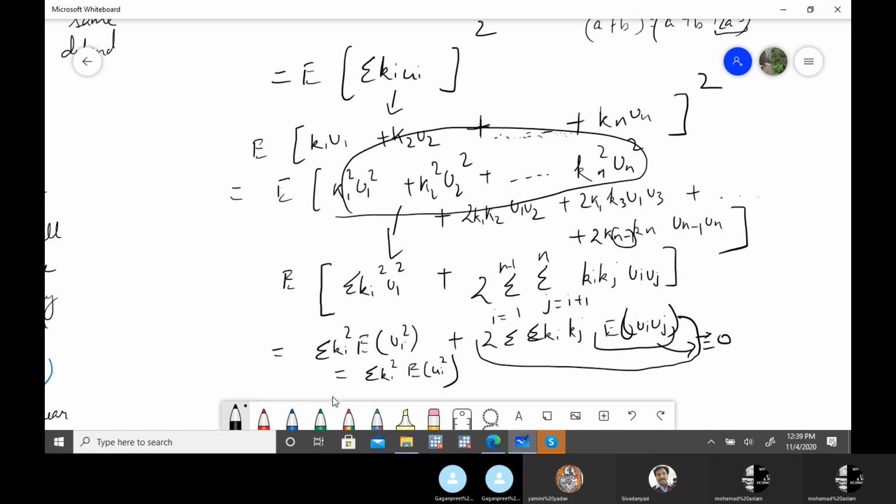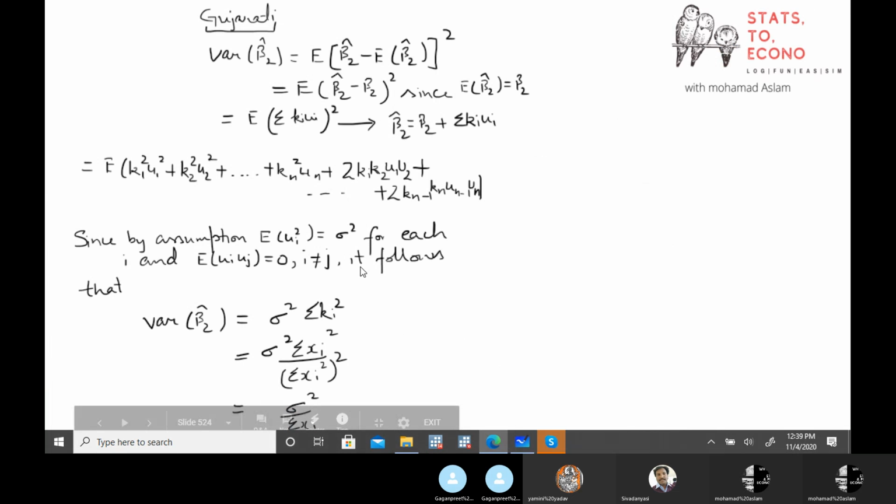Any doubt so far in this part? This term did this to prove to you how this is equivalent to this term. Now we are only left with this particular term. And here this is again an assumption that the expected value of ui square is equal to a constant variance.